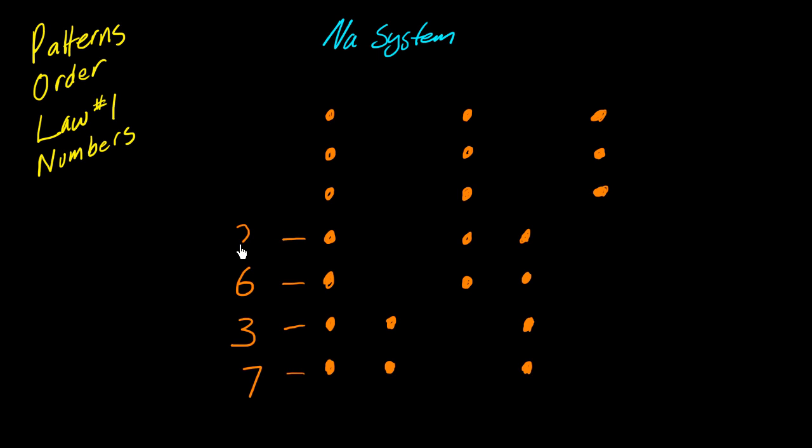This is number 2 line. This is number 5 line. This is number 1 line. This is number 4 line. You have to memorize which line in the sequence corresponds to which number. Without that, this whole NA system will fall apart.